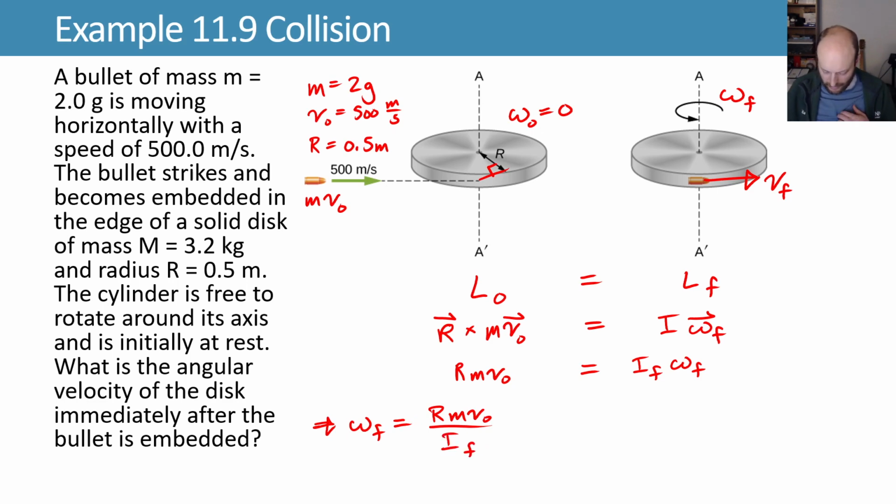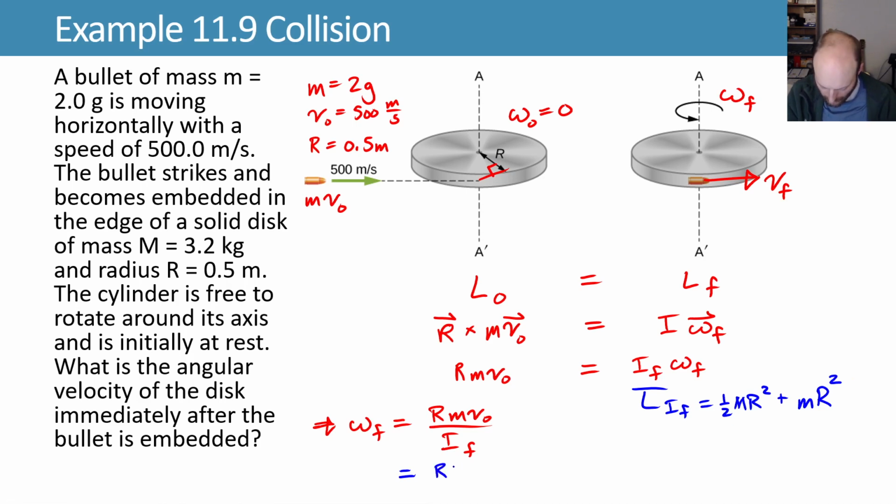We know most of these things, but I don't know I final quite yet. I can find it though. Let's do that now. I final will equal the moment of inertia of the disk, which is 1/2 mr squared, we looked that up, plus the moment of inertia that we get from this point mass that's some distance away. That's going to be the mass of the bullet, little m, times its distance away from the axis of rotation, r squared.